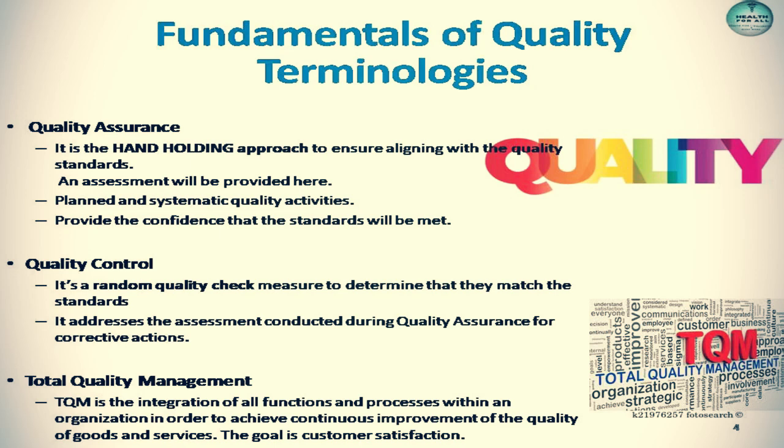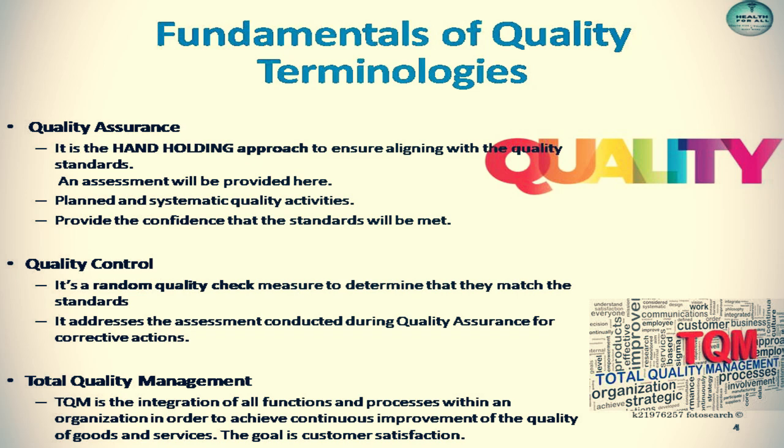While discussing the quality terminologies, three things usually come to our mind. Number one, quality assurance. Number two, quality control. And number three is total quality management. And we have to understand the difference between quality assurance and quality control. First, quality assurance is a hand-holding approach to ensure the quality standards. That means you have some predefined standards and it's a journey to achieve those standards. That is called quality assurance. This planned and systematic quality activity provides a good environment to enhance the quality of the hospital.